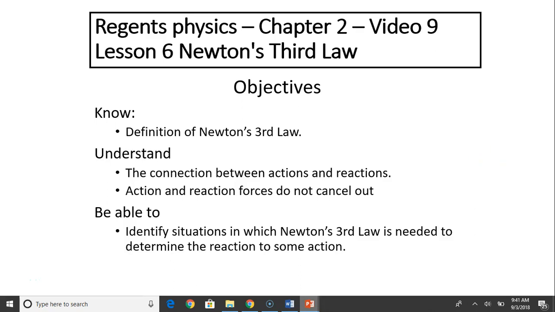This is Regents Physics Chapter 2, Video 9. Today's lesson is Newton's third law. The objectives for today are: note the definition of Newton's third law, understand the connection between actions and reactions, understand that action and reaction forces do not cancel out, and be able to identify situations in which Newton's third law is needed to determine the reaction to some action.